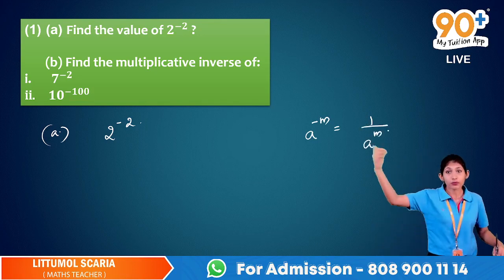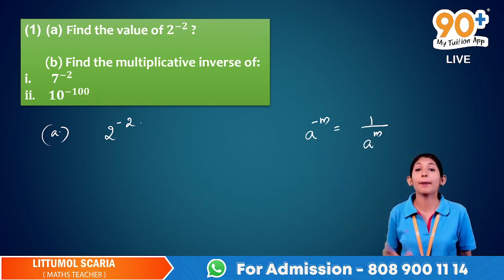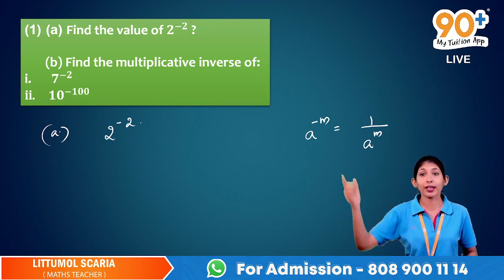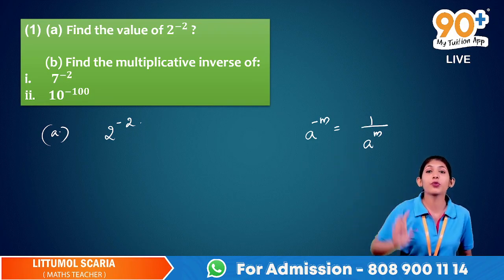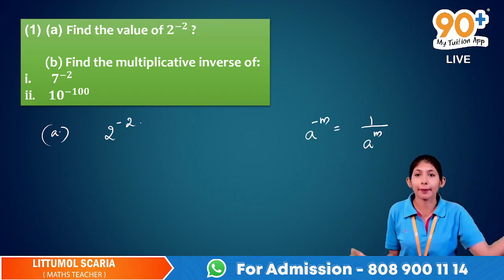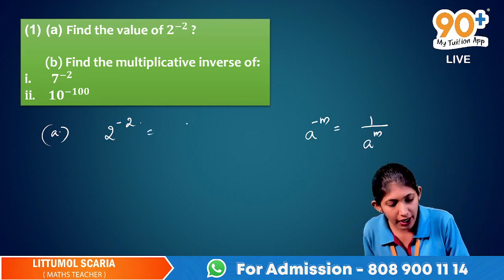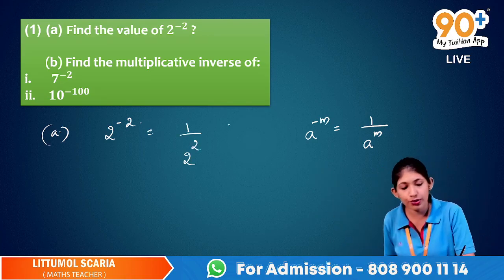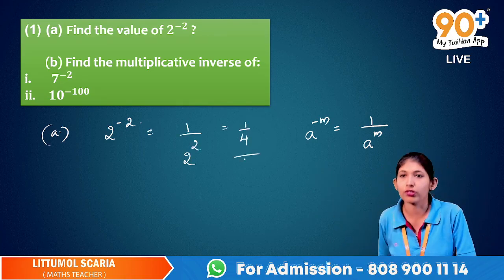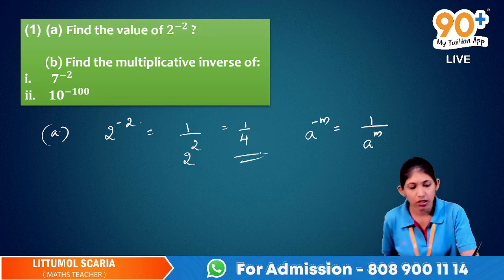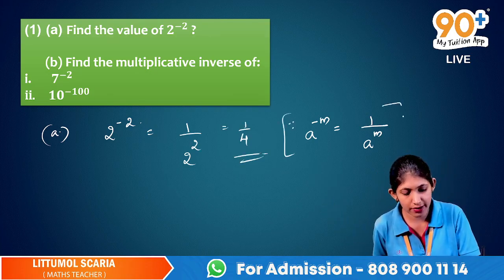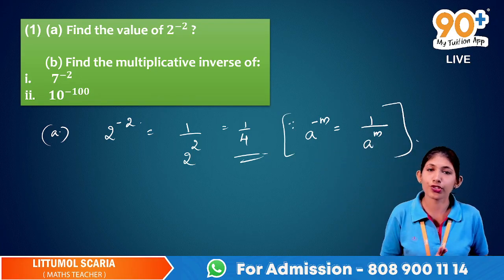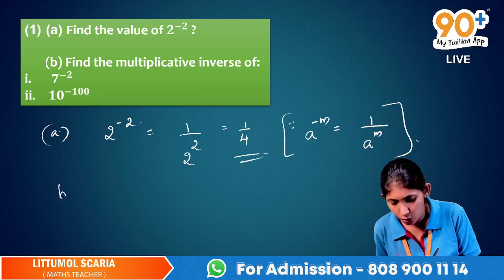That is, if a number or a base value a has a negative power m, it can be written as its reciprocal with a positive power, 1 by a to the power m. So here, taking the reciprocal, we get 1 by 2 to the power positive 2. 2 square is how much? That's it. As simple as that. When writing steps, if you write 'since' and put it in brackets like this, your examiner will also be happy and you will be able to score marks easily.